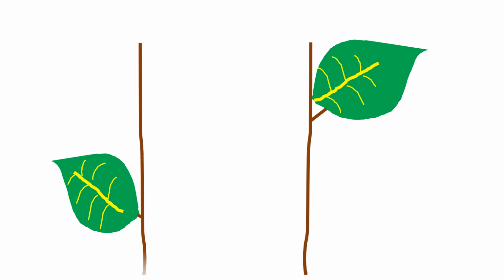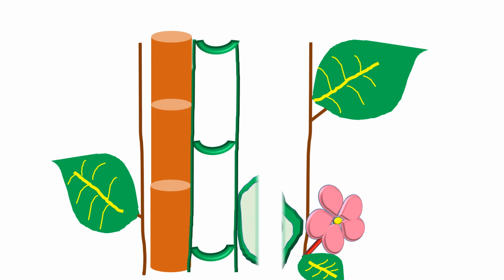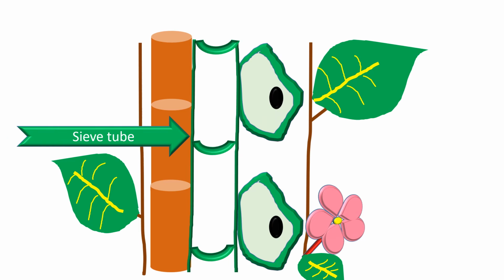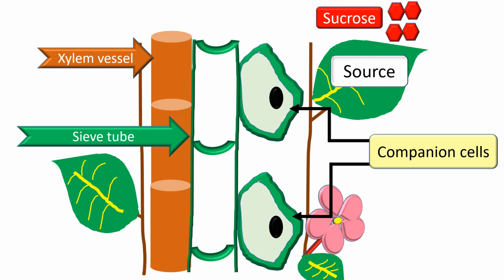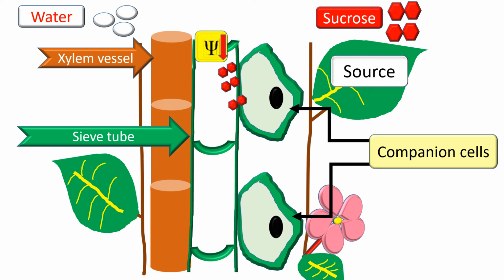Example 4. Downward movement of phloem sap. Sieve tube, xylem vessel, modified companion cells. Source. Sugar molecules. Water molecules. Loading of sugar into the sieve tube reduces water potential inside the sieve tube elements at the source. This causes the sieve tube to take up water from the xylem by osmosis.